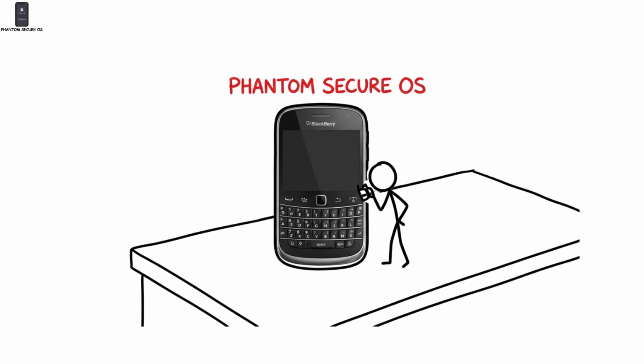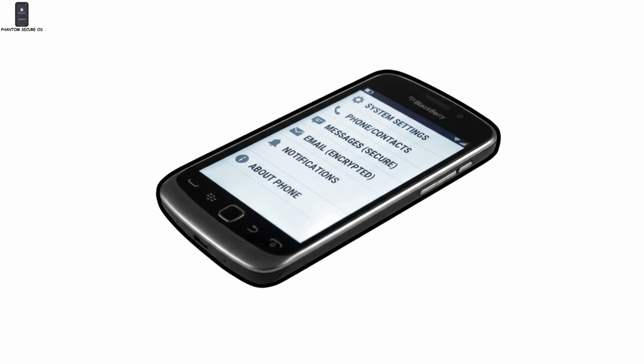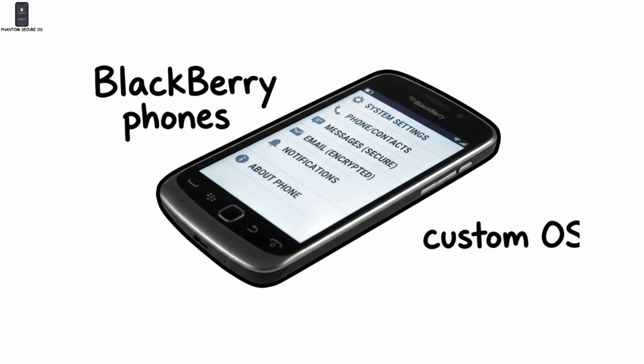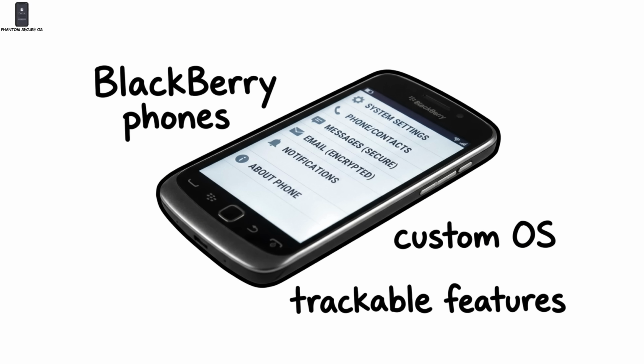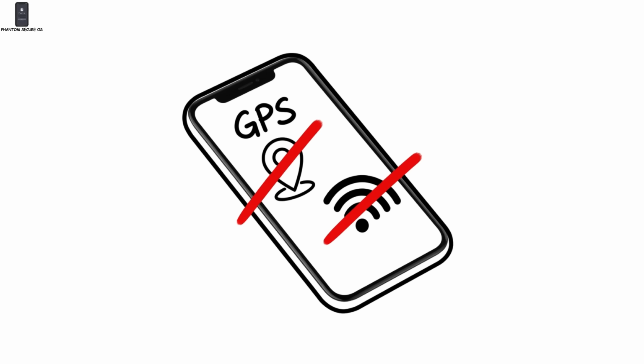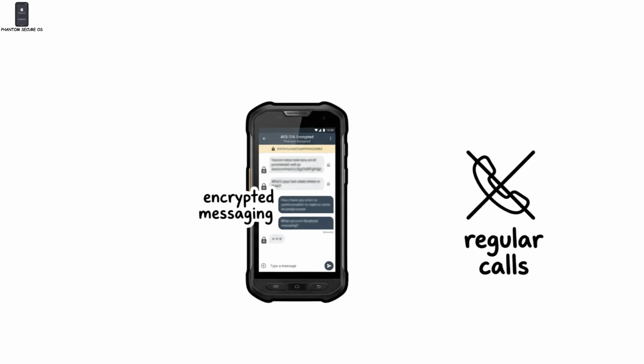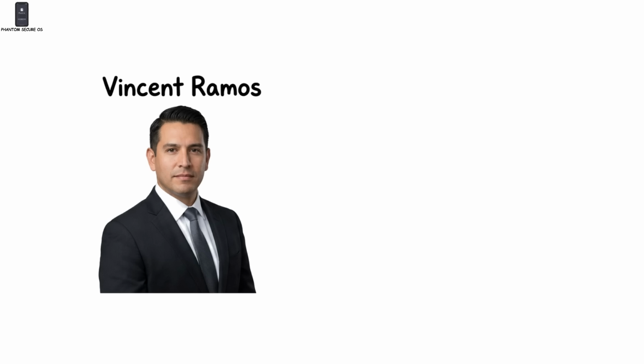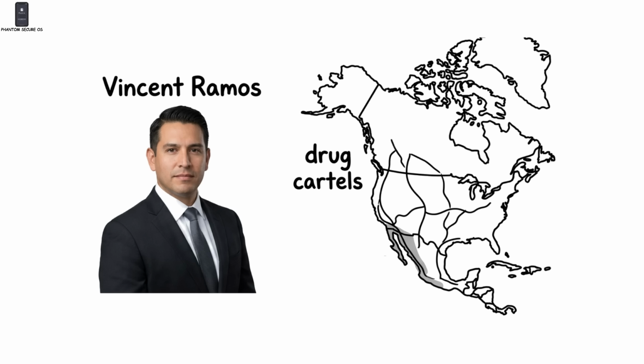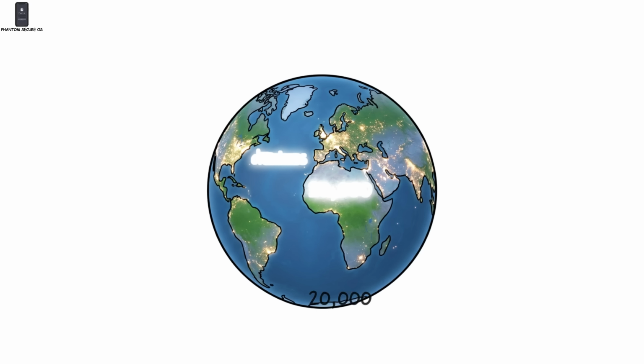Phantom Secure OS. Phantom Secure was similar to EncroChat, but based in Canada. It sold modified BlackBerry phones with a custom OS that stripped out all trackable features. No GPS, no internet, no regular calls, only encrypted messaging between phantom devices. Founded by Vincent Ramos, its biggest customers were drug cartels, including the Sinaloa cartel. At its peak, around 20,000 devices were active worldwide.